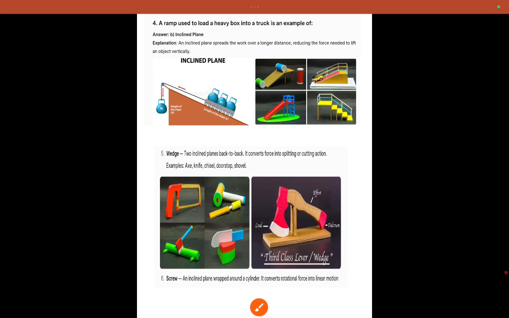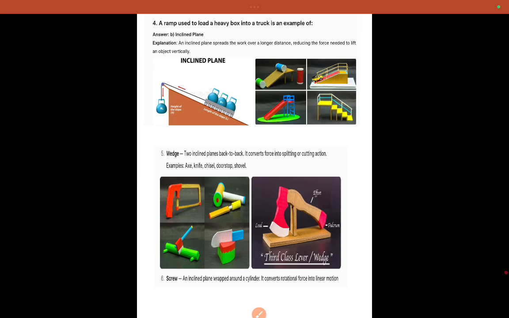Coming to the next one, a ramp road used to load heavy boxes into a truck is an example. That is the inclined plane, one type of simple machine. By using inclined planes we are able to move an object from a lower altitude to a higher altitude. That's the use of the inclined plane.